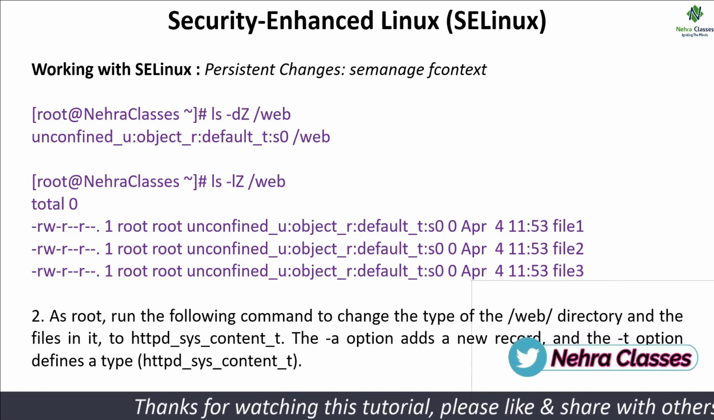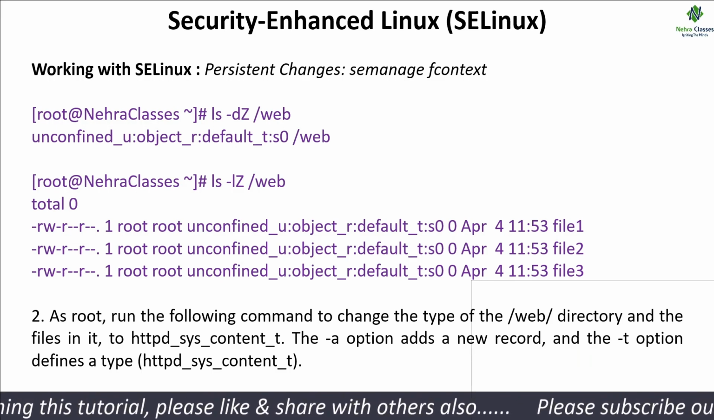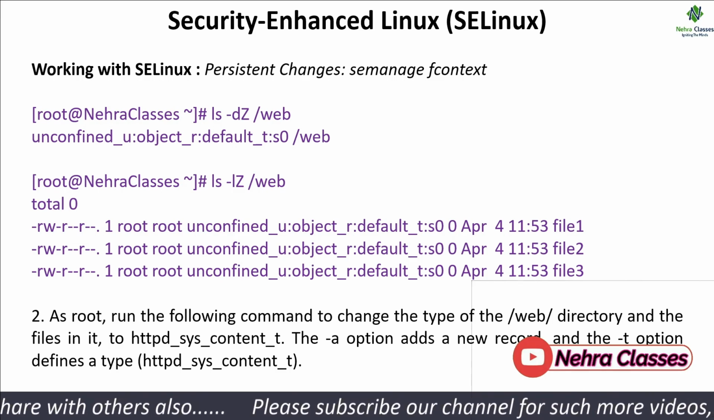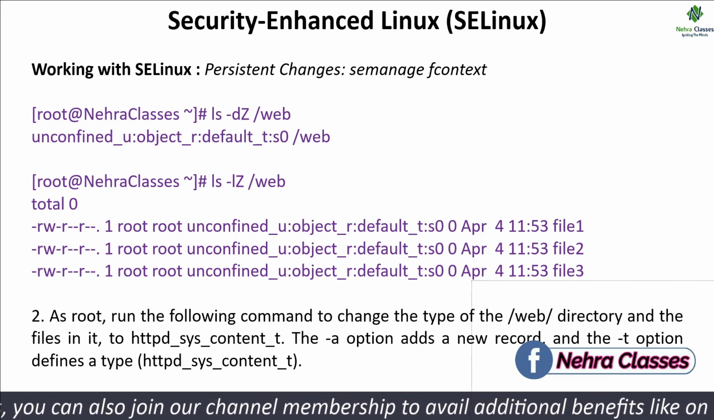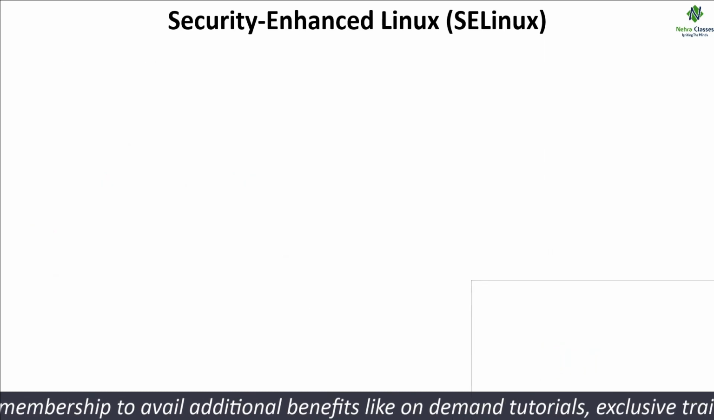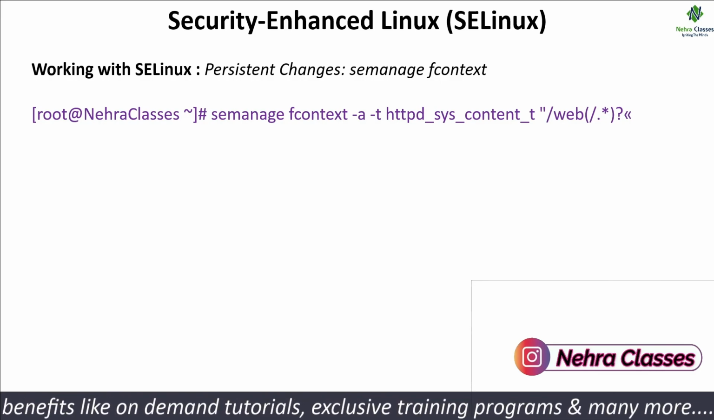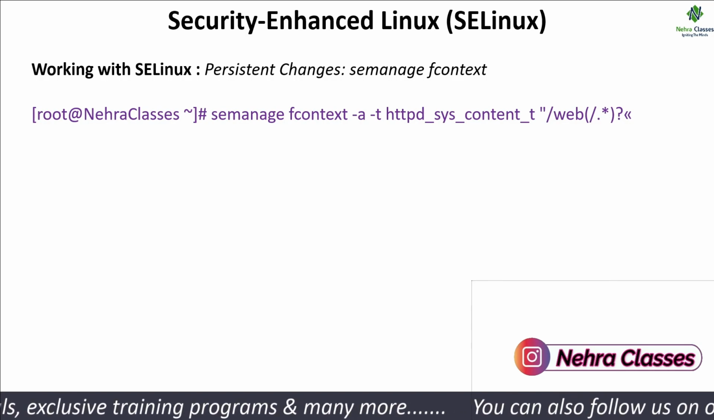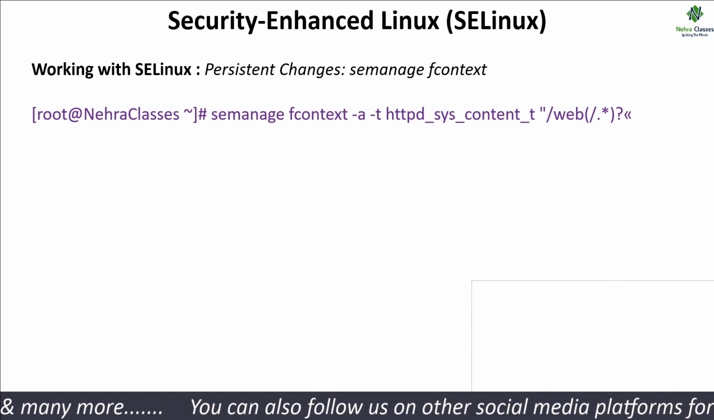Now as the root user, run the following command to change the type of this /web directory and the files in it to httpd_sys_content_t. The -a option adds a new record and the -t option defines the type. So here we can execute semanage fcontext -a to add the entry in the file and -t to change the type, and after that we will mention the type, and after that the directory name.